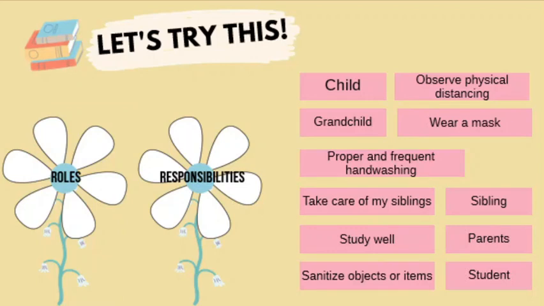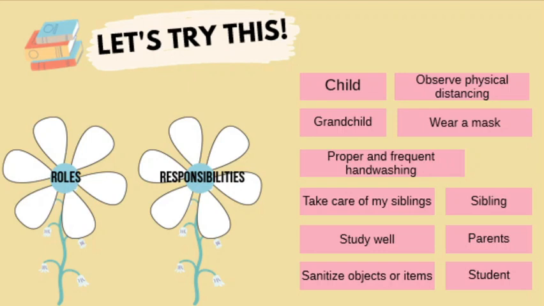Do you see these two flowers? Draw these flowers on your answer sheet. Next, do you see the words inside the boxes? Of course you do. Pick up the words in the box and categorize whether they are roles or responsibilities. Place the words on the petals of the flower.